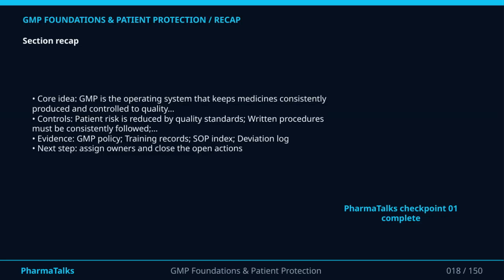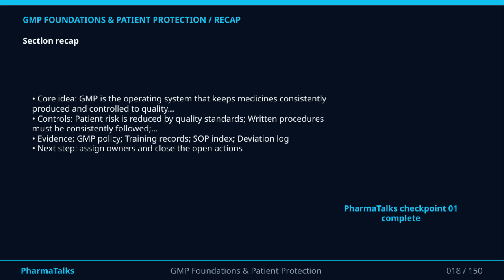Let's recap the key points from this section on GMP foundations and patient protection. The core idea here is that good manufacturing practice acts like an operating system for pharmaceutical production. It ensures that medicines are consistently produced and controlled to meet quality standards. This consistency is crucial for patient safety. To achieve this, strict controls are put in place. Quality standards help reduce patient risk, and following written procedures consistently is essential to maintaining those standards. Evidence of GMP compliance includes documented policies, training records, an index of standard operating procedures, and logs of any deviations.